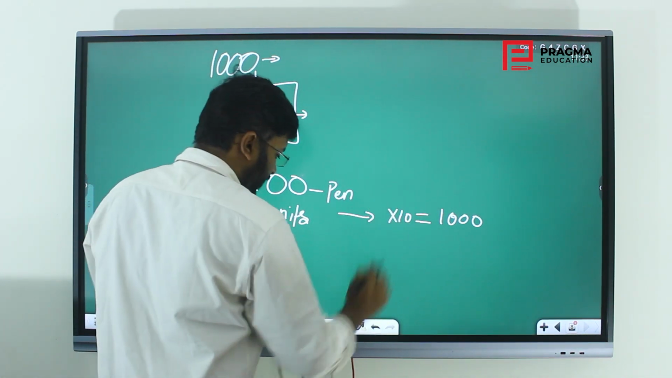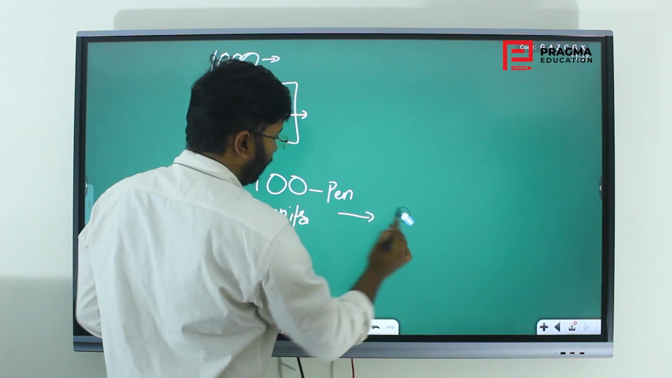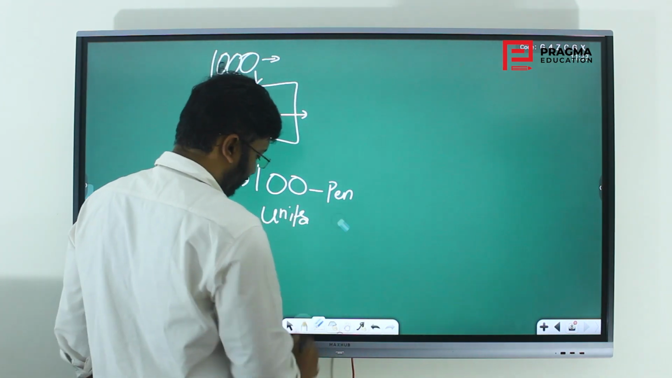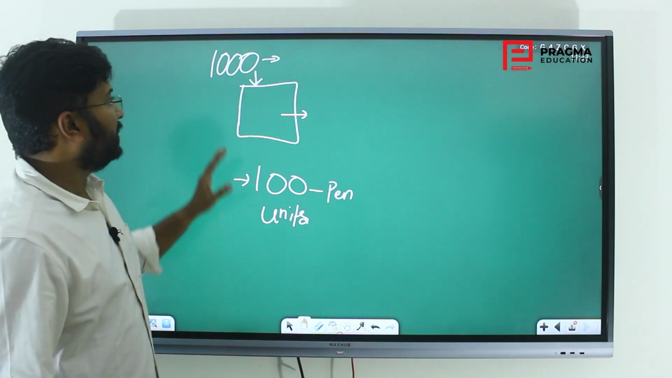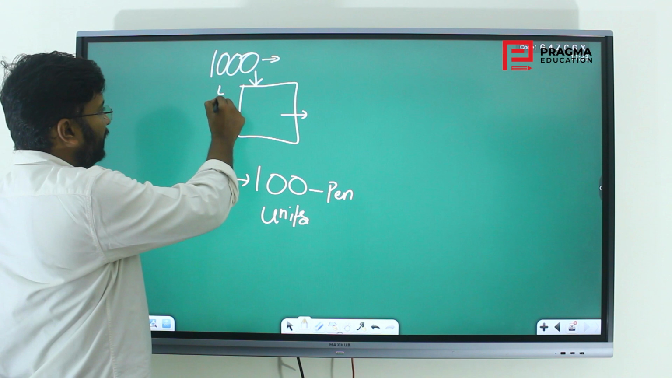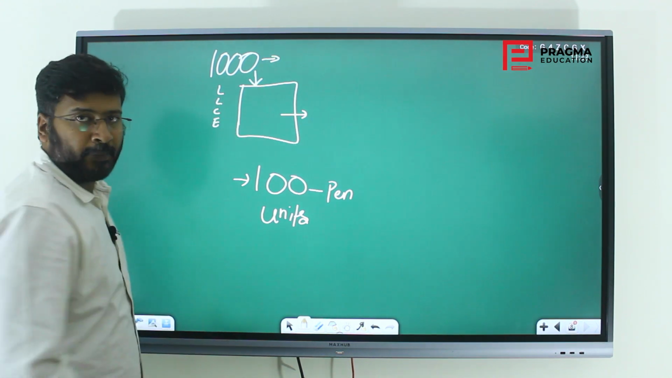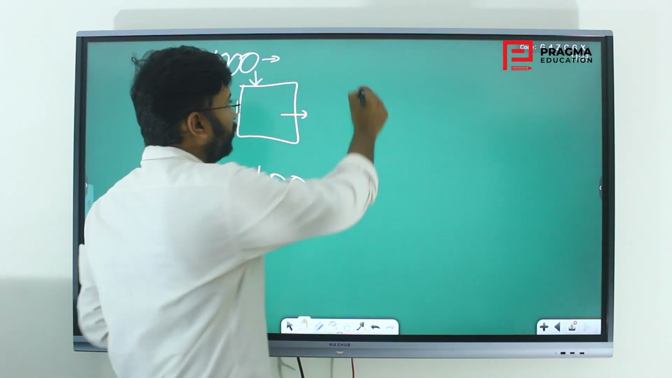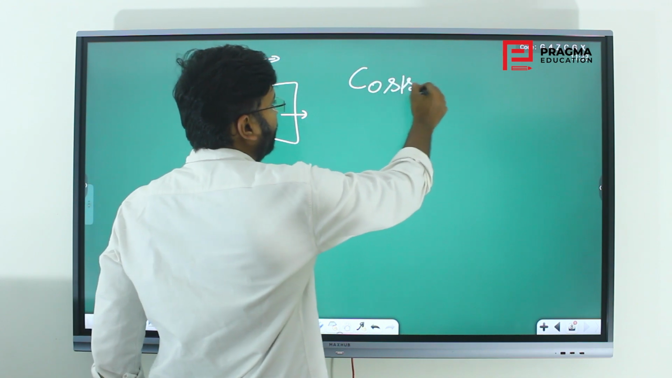We are concerned only with the production side, so we are not concerned with the prices of the pen. When I am putting in these 1,000 rupees, it is in the form of land, labor, capital and entrepreneurship. Those are called costs of production.